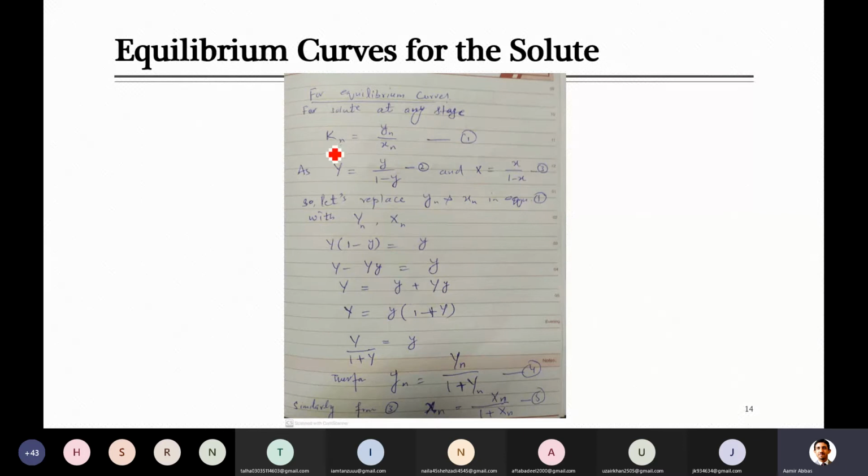So when they are in equilibrium at each of the plates, that can be represented with the help of this equation: the equilibrium constant K is equal to the ratio of mole fractions, the mole fraction of the solute in the vapor phase to the mole fraction of the solute in the liquid phase. If we are considering any plate N, I've just mentioned that it can be any plate N. So at any plate, they are in equilibrium with each other.